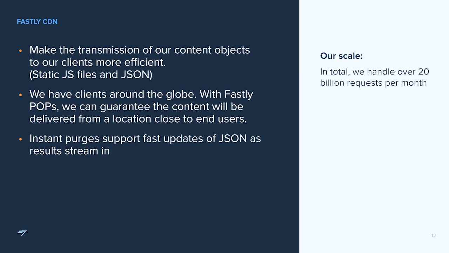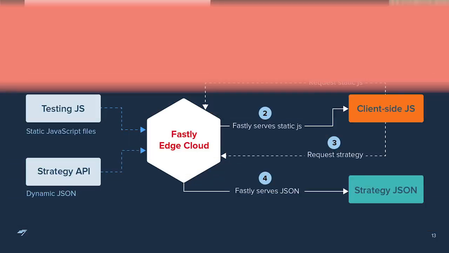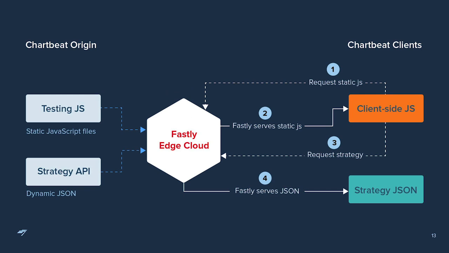To get a sense of how much content we have to transmit, in a month, for instance, we handle over 20 billion requests between CDN and Image Optimizer. In this diagram, you can see how the Fastly Edge Cloud platform allows us to cache our content objects, and we can reduce the requests to our origin servers.